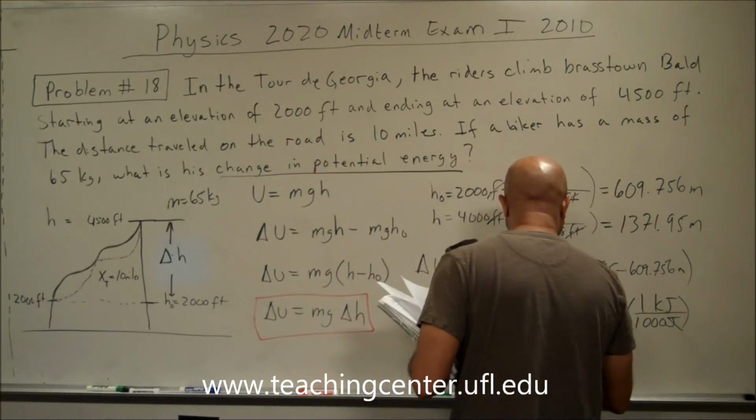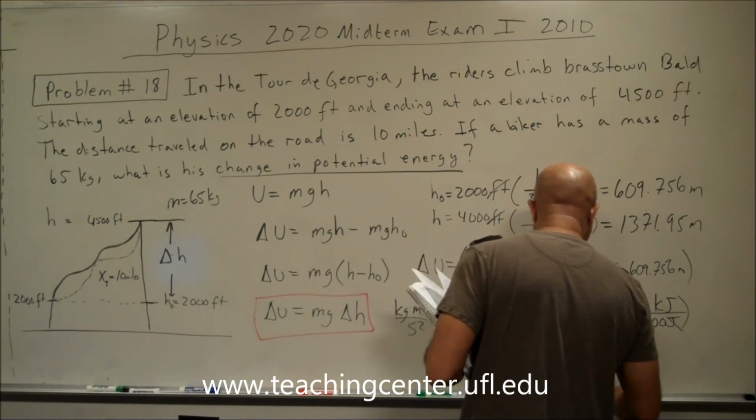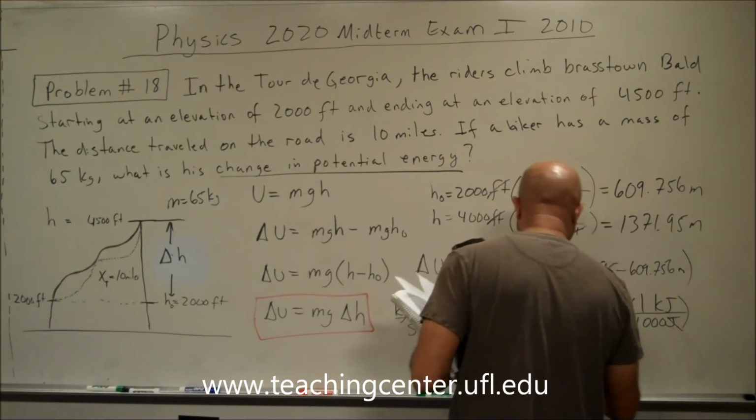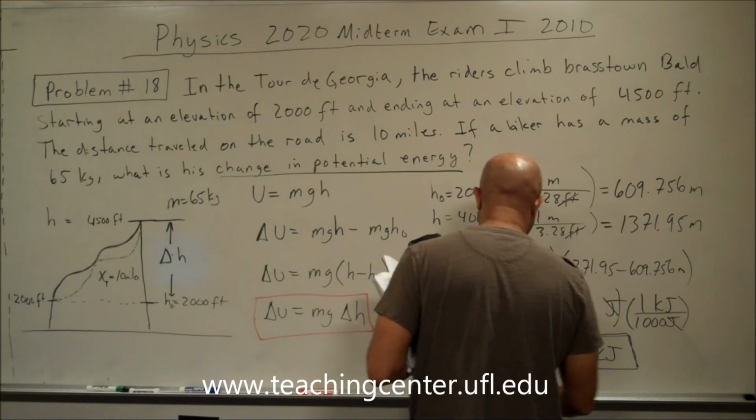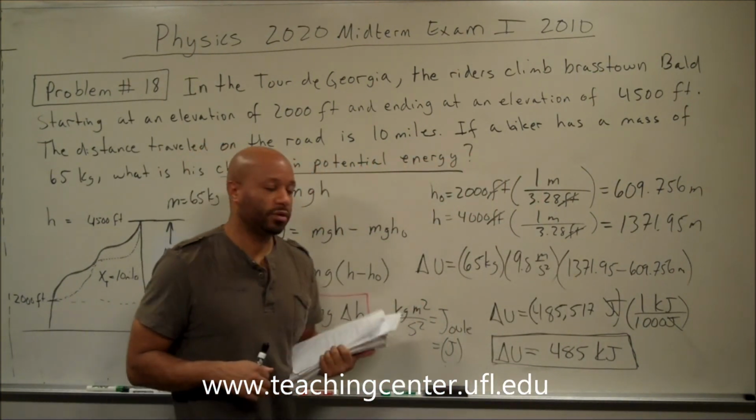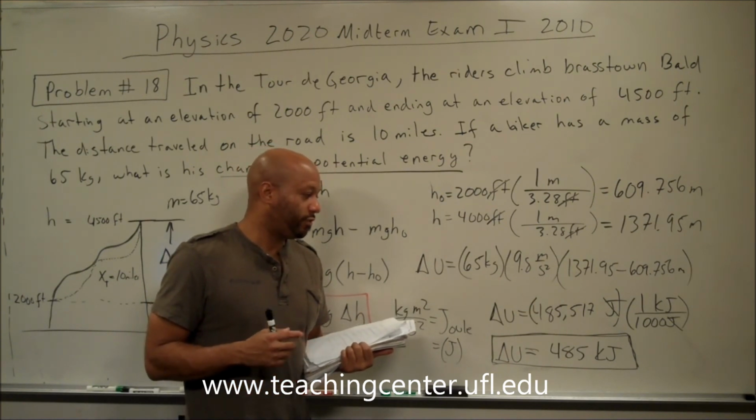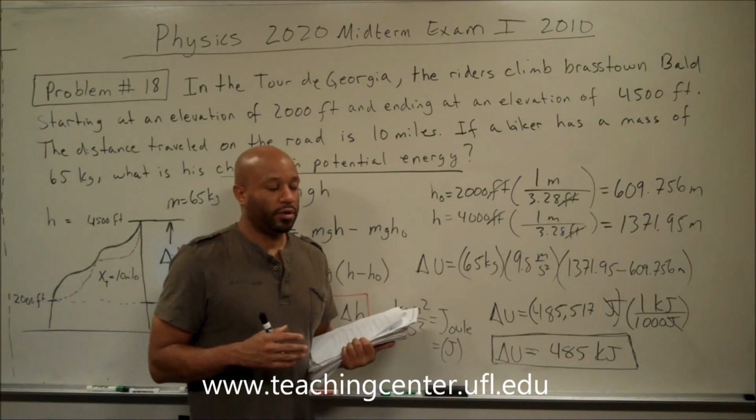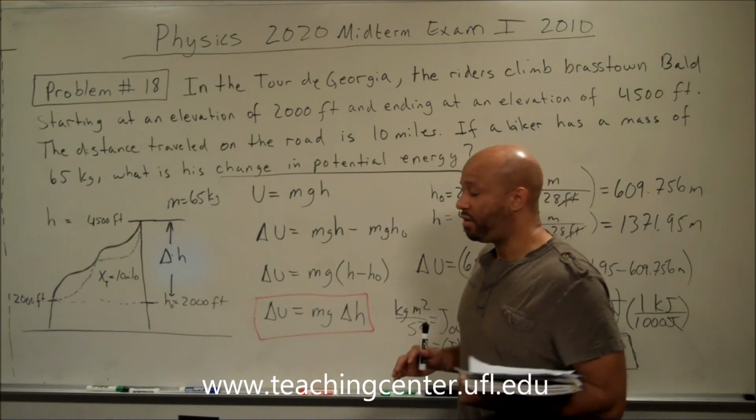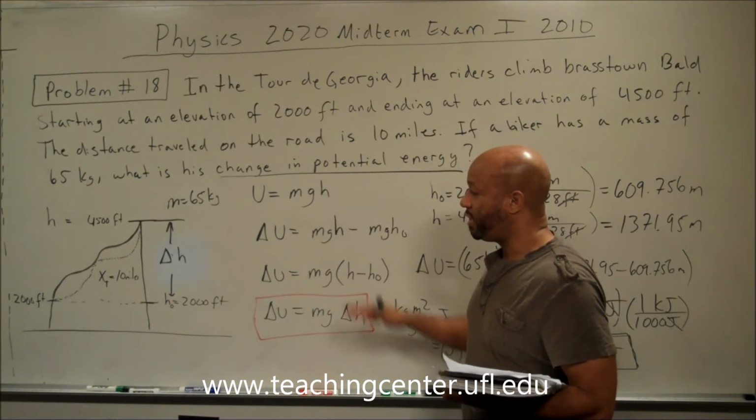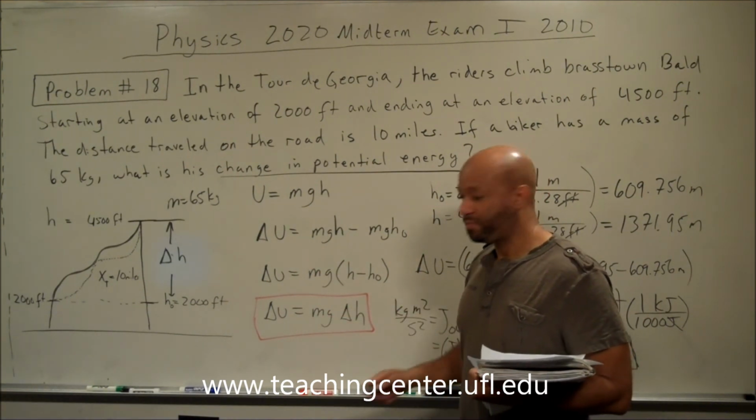That leaves us with approximately 485 kilojoules. So that is the answer, 485 kilojoules. Again, the critical piece of information that you need to know in order to solve this problem is that potential energy is a state function. It's independent of path. All we needed to do was find the difference in elevation, and we were able to use this equation to solve the problem.